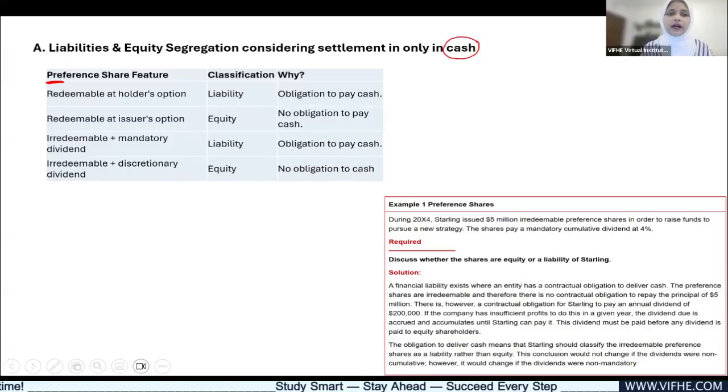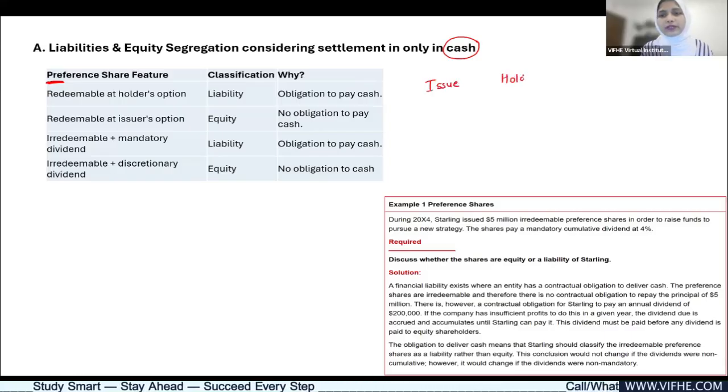Okay. Now, understand that there will always be an entity which is going to issue and then there will be an entity which will be the holder. Who's the issuing entity? The entity which is going to issue preference shares, is it the entity which is going to borrow money or the lender? Can you all put in the chat box? The entity who will issue the preference shares, is it going to be the entity which borrows money or the entity which lends money?